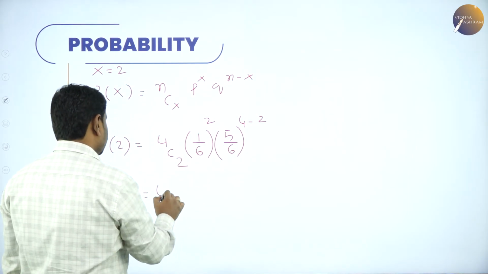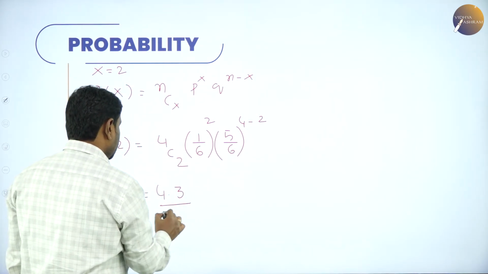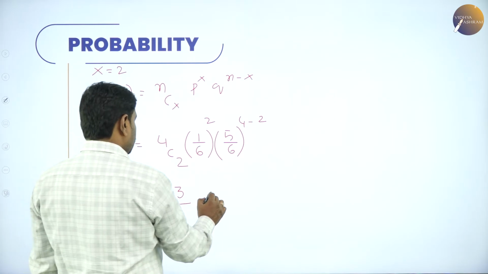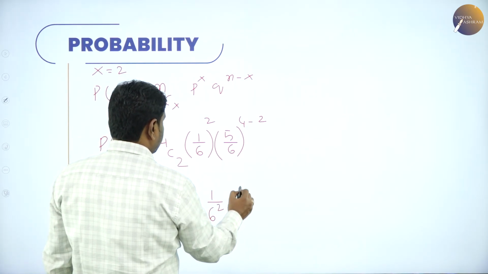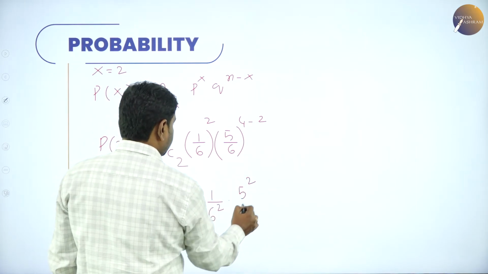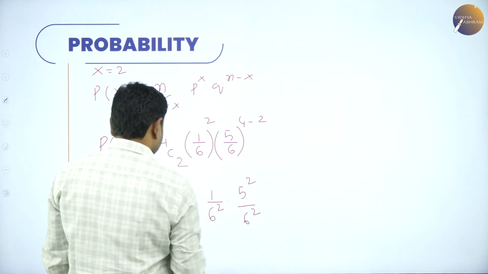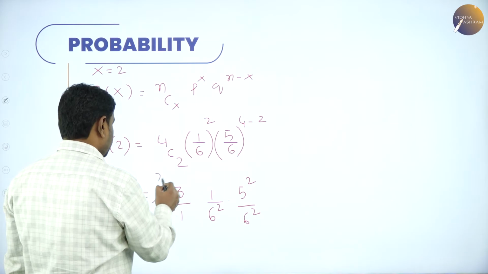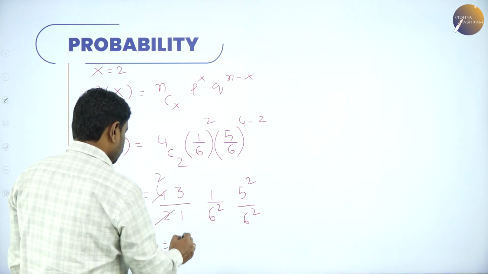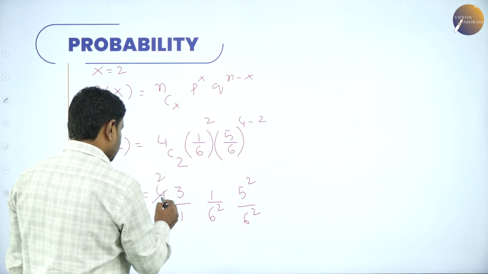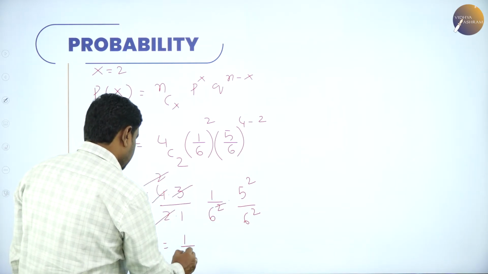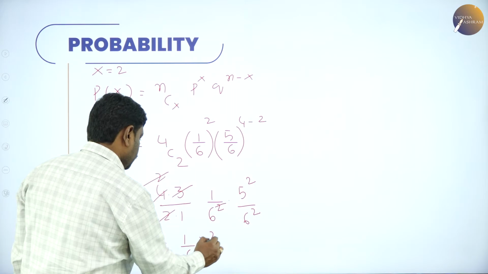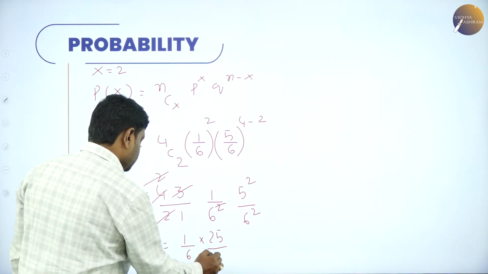So 4C2 means 4 into 3 divided by 2 into 1. 1 power anything is 1, 6 power 2 is 6 square, 5 power 4 minus 2 is 2, so it will become 5 square by 6 square. 2 ones are 2, 2 twos are 4, so you are left with 2 threes are 6. This 2 threes are 6 and 1 6 will cancel, so I am left with 1 by 6 into 5 square, 25 divided by 6 square.